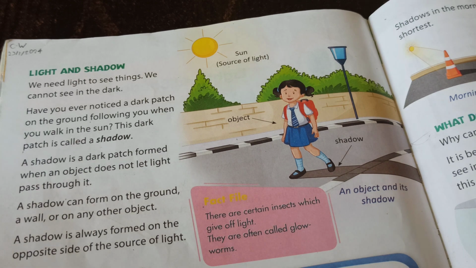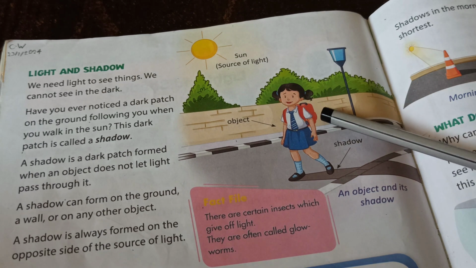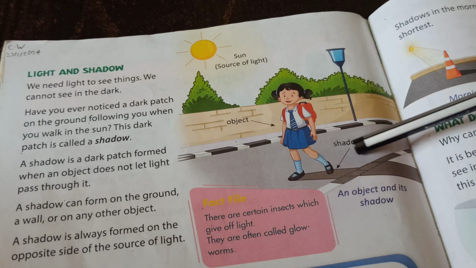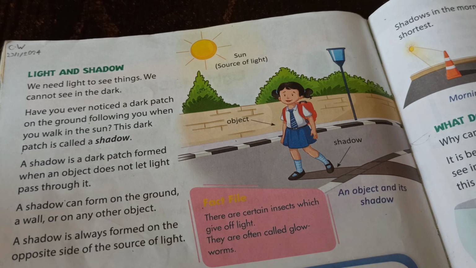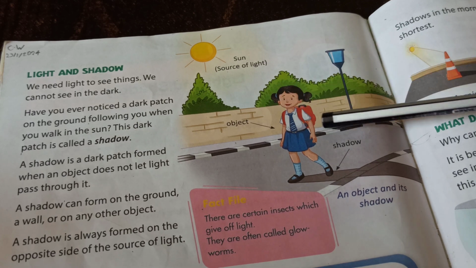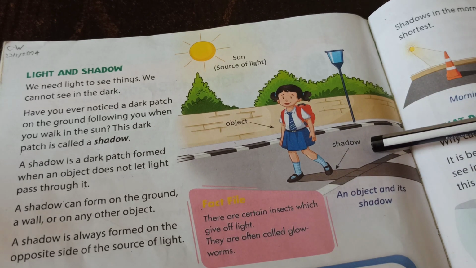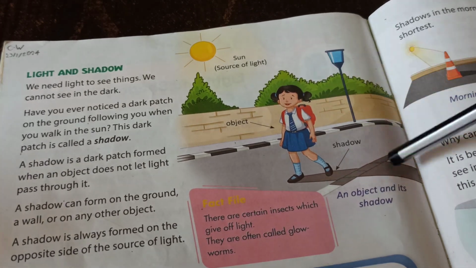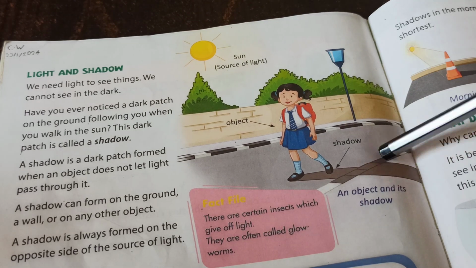Okay. A shadow can form on the ground, a wall, or on any other object. A shadow is always found on the opposite side of the source of light. You can see this girl, where can we see her shadow? On the opposite side, the back side. See this sun, the source of light. This girl is the object and this is her shadow, on the opposite side, in the opposite direction.